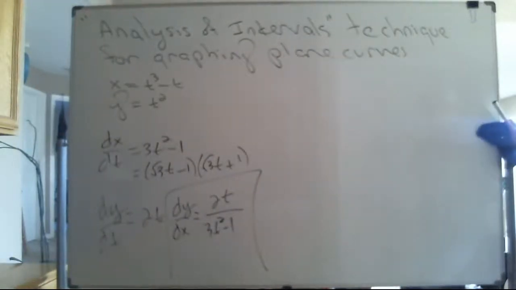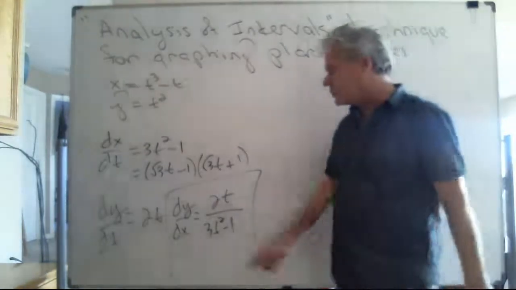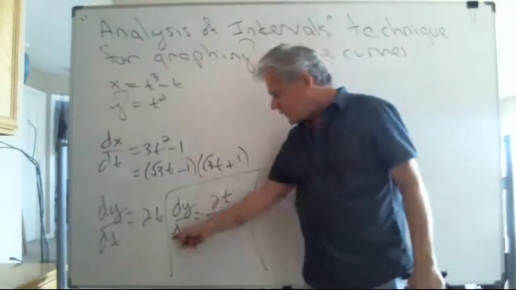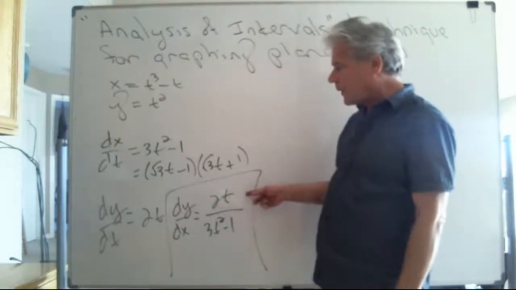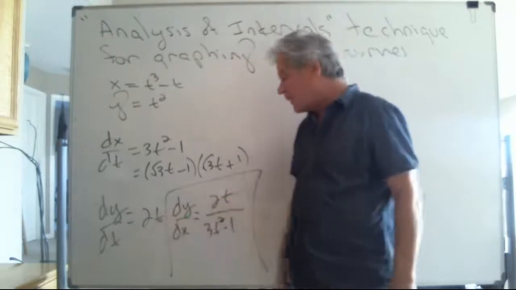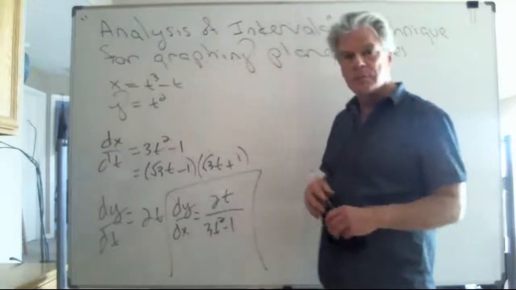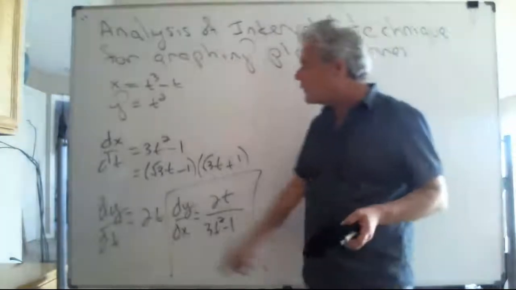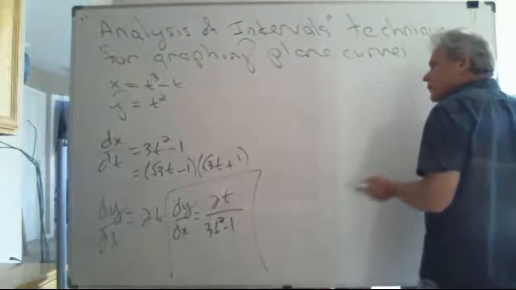Now, what I refer to as my analysis of intervals technique says the following. To sketch this curve, we're going to look for points on the curve at which the tangent lines are horizontal and vertical. The tangent line is going to be horizontal when this fraction is equal to 0. That means this numerator is equal to 0. That means dy/dt is equal to 0. And likewise, I'll have a vertical tangent line if my denominator, dx/dt, is equal to 0, which is going to happen twice. So given these three interesting t values, 0, 1 over root 3, and its negative, I will consider intervals.